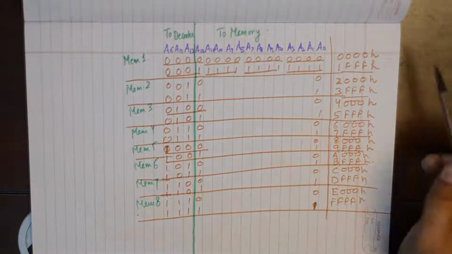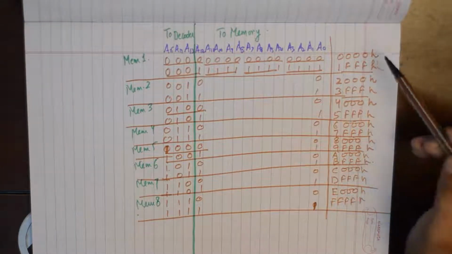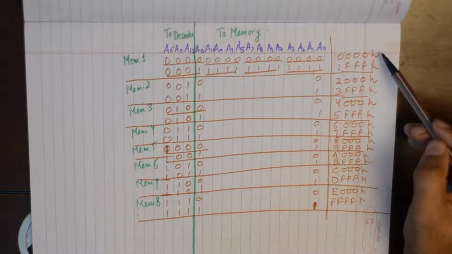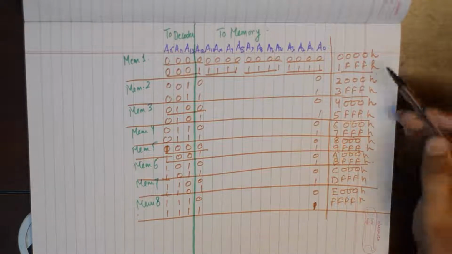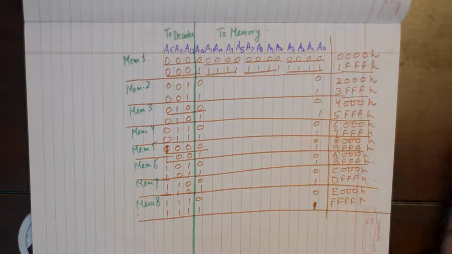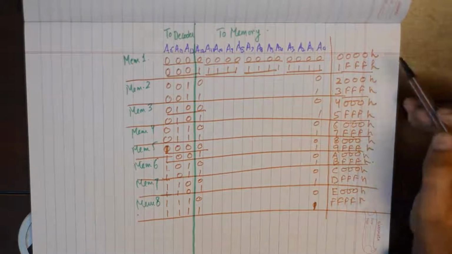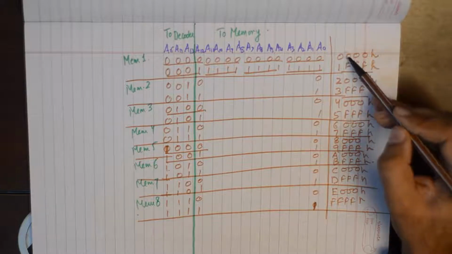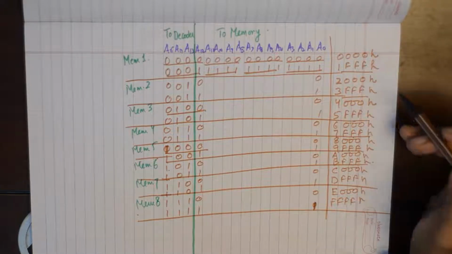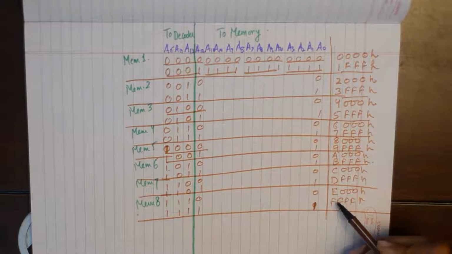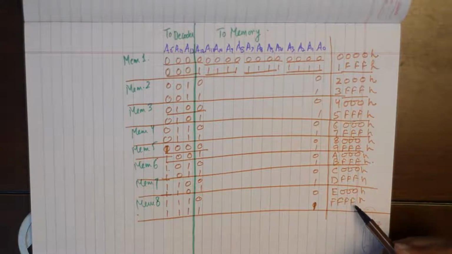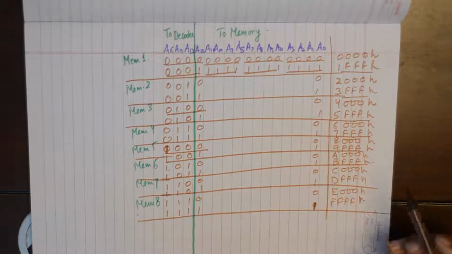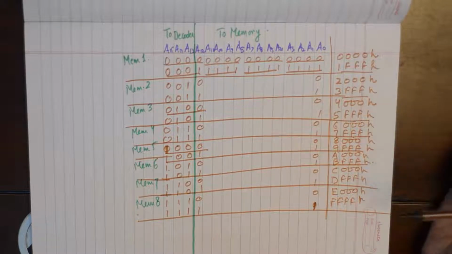Now you can see all the memories have been assigned, or the 64K memory space is divided into 8 parts, 8 equal parts. The 64K memory space that starts from 0000 and ends at FFFFH is now equally divided into 8 parts.